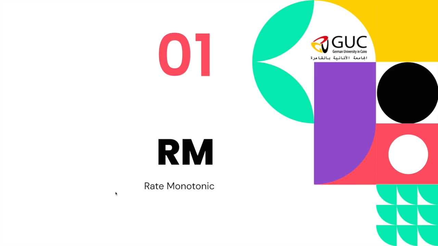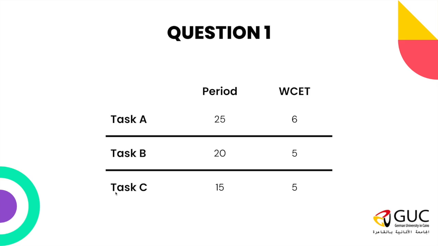So now let's start with our first example and question 1. We have here 3 tasks in the system and we are given their period and the worst case execution time, which is WCET.